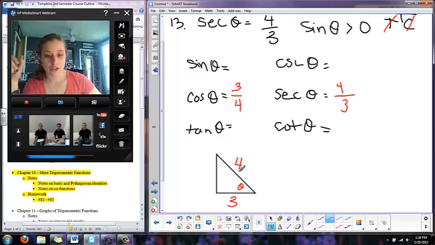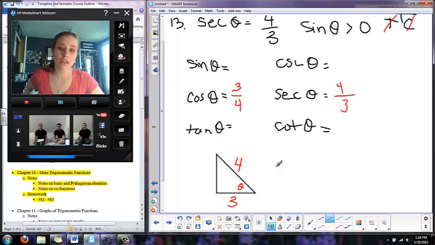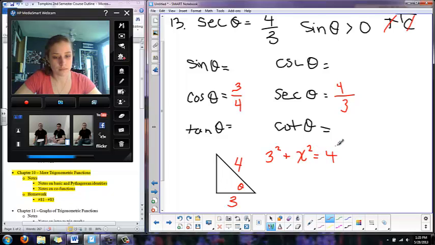And I was telling you about those Pythagorean triples again. 3, 4, 5 is a Pythagorean triple, but don't get confused, because that 5, that biggest number, has to be the hypotenuse. And in this case, it is not the hypotenuse. So my guess is that there's going to be a radical in here, but let's just figure this out. 3 squared plus x squared is equal to 4 squared. So this is 9 plus x squared is equal to 16.